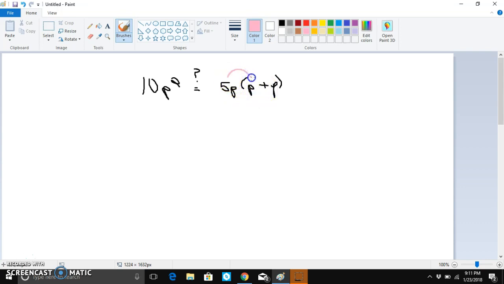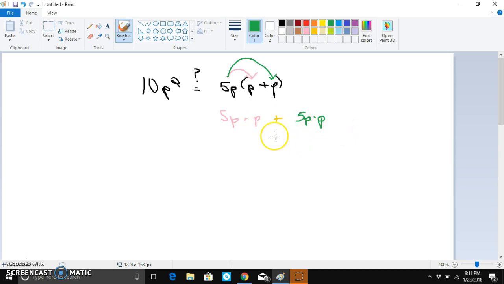To do that, I can multiply 5p with p. So 5p times p. Then we're going to bring down the addition sign. It goes in the middle. And then last, we're going to distribute the 5p with the second term of p to make 5p times p. Okay, so we have 5p times p plus 5p times p.